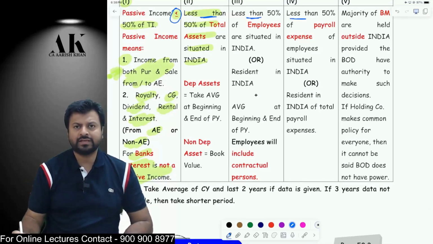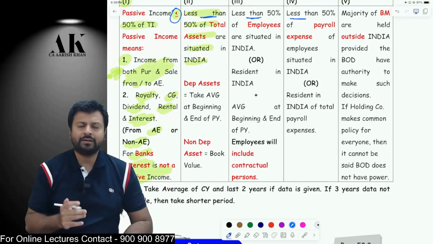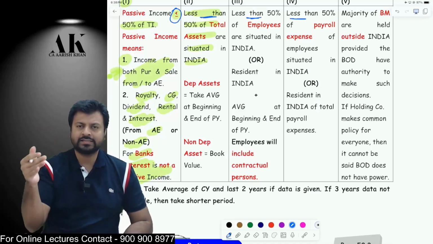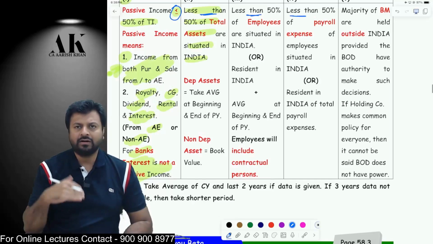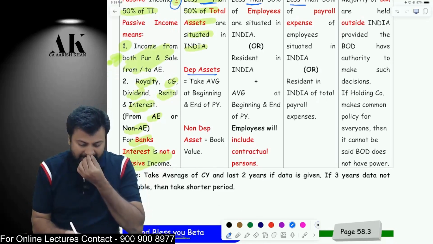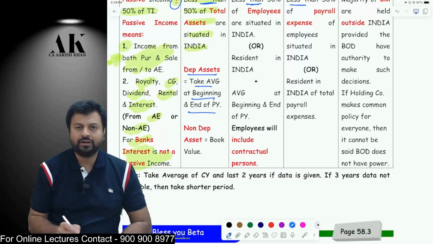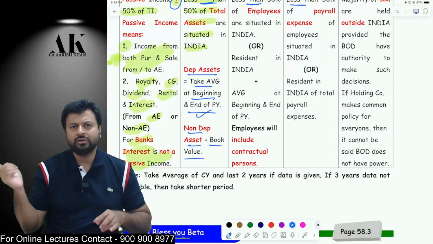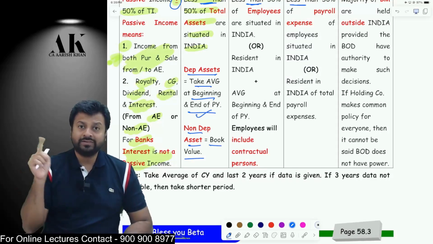Less than 50% of the assets are situated in India. So how will you compute? Whatever asset data they have given you, you take the numerator as Indian assets and the denominator as total assets. If there is a depreciable asset, then you take the average at the beginning and at the end of the year. If they are non-depreciable assets, you take the book value of the assets. For depreciable assets, you should take the value as per the taxation law. If taxation law data is not given, then you can take the value as per the books of accounts.